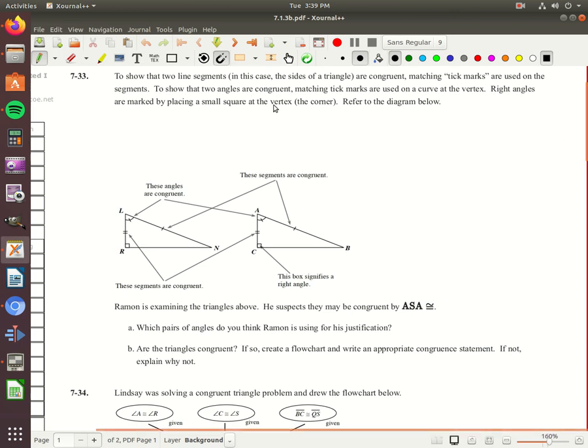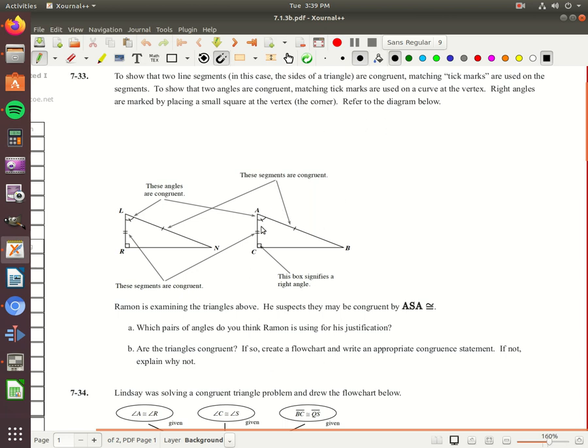To show that two line segments, in this case the side of a triangle, are congruent, matching tick marks are used on the segments. To show that two angles are congruent, matching tick marks are used on a curve at the vertex. Right angles are marked by placing a small square at the vertex or the corner. Refer to the diagrams below.